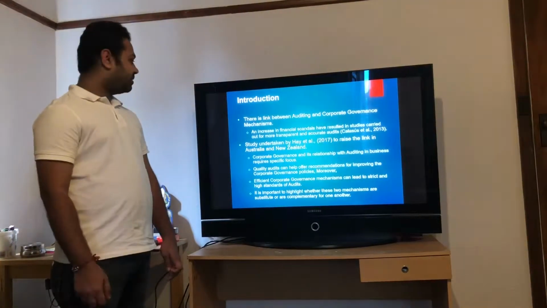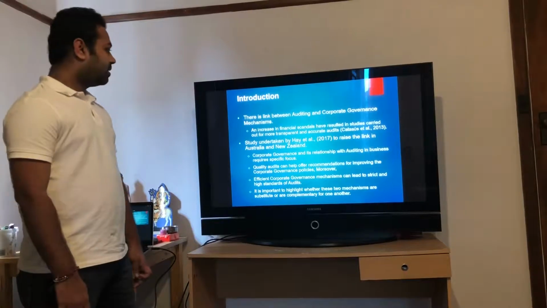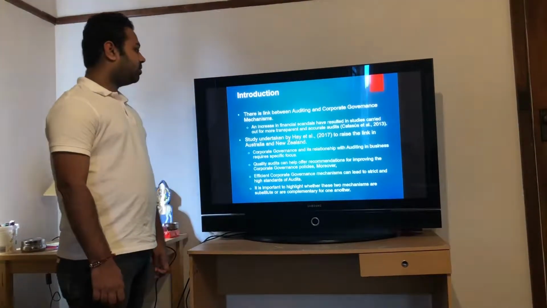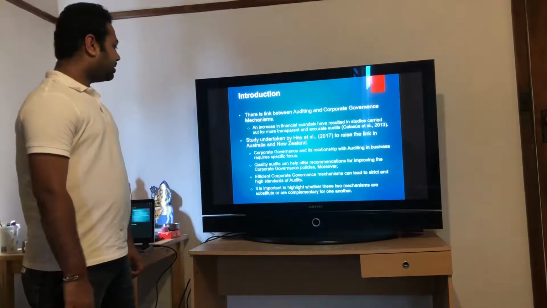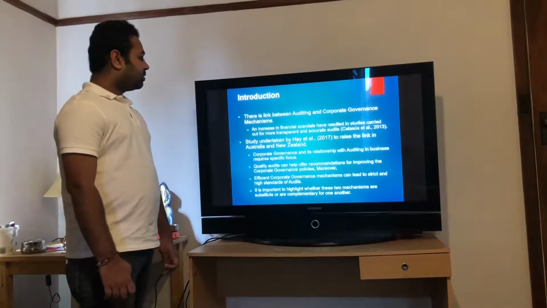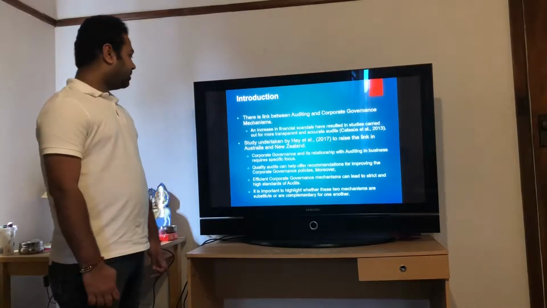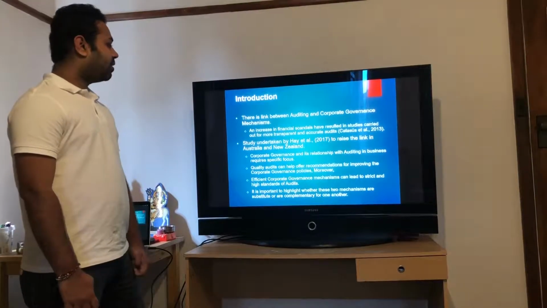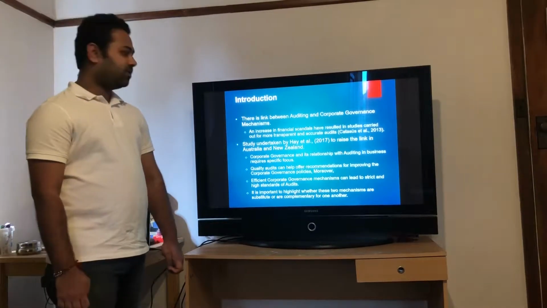An increase in financial scandals has resulted in studies carried out on more transparent and accurate audits, according to Cotrias et al. 2013. Studies undertaken by Hay et al. 2017 raise the link in Australia and New Zealand. Corporate governance and its relationship with auditing in business require specific focus.